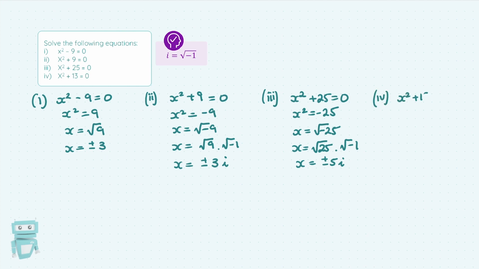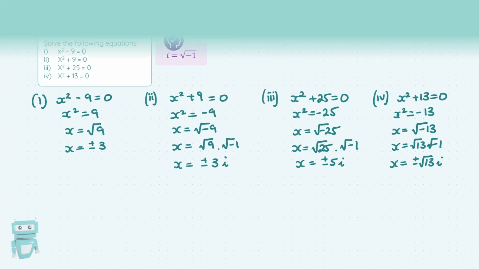And then the last one here, same procedure, bring your 13 across, becomes a minus. Take the square root of both sides, get rid of that minus under the square root by bringing out your square root of minus 1. Now there's no nice square root of 13, so I would just leave it in the surd form and put in your wee i there at the end for your square root of minus 1.